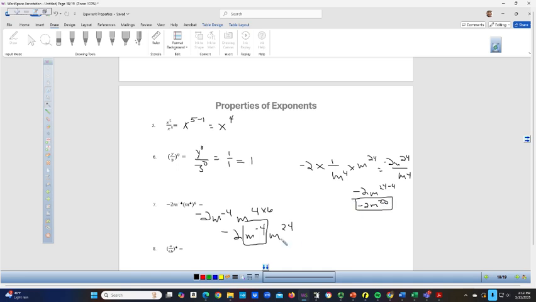Or we could have just applied our product rule. Once we did our power rule, we could have said, my product rule says if my bases are the same, I just combine my exponents. Negative 4 plus 24 is just going to give me a positive 20. So I get the same solution regardless of which way I decide to take it with my rules.